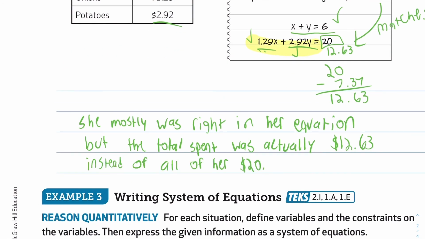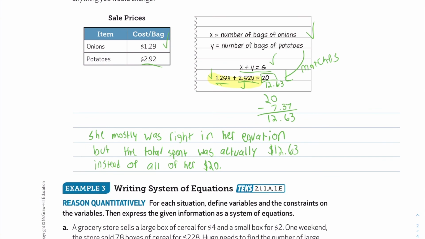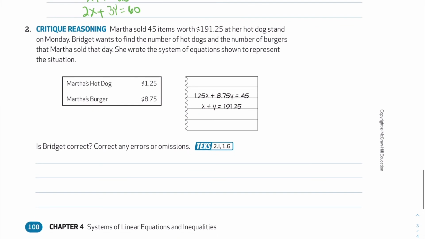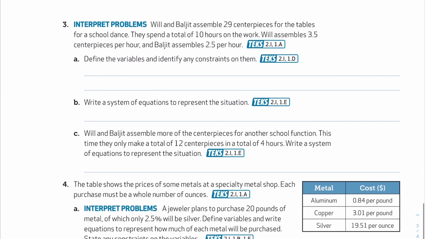Make sure you write that down in your journal as your answer, or if you're writing on this sheet, that's fine too. Now that we've done that example, you know enough to go ahead and do question number 2 and question number 3 on your own.